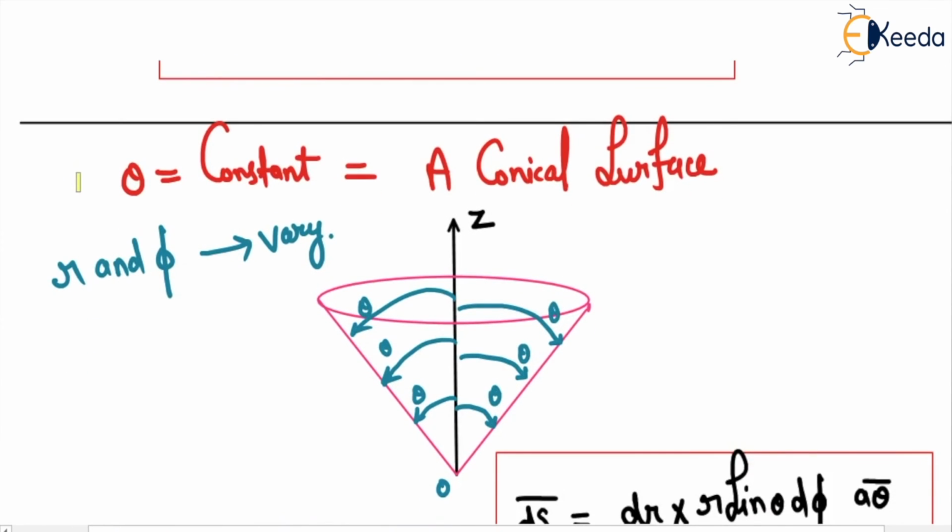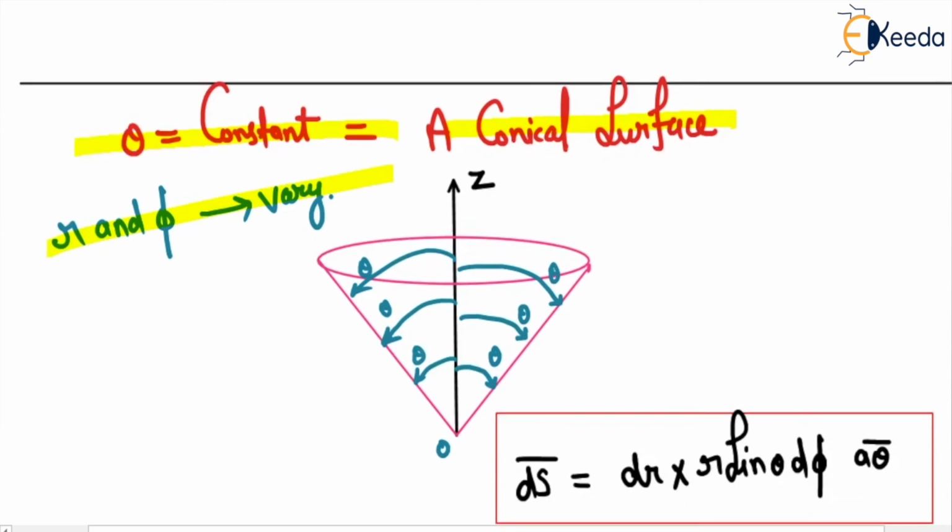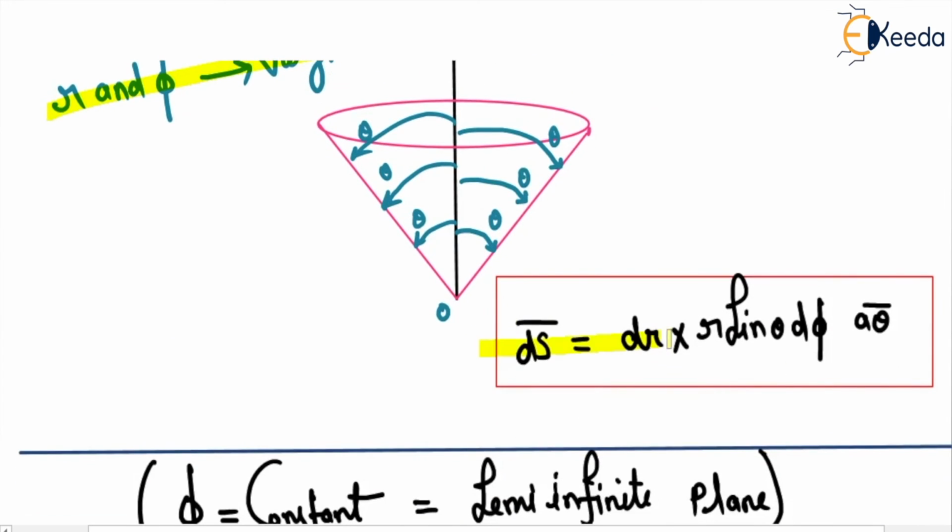Next is theta equal to constant surface. It is a conical surface as we discussed earlier. So for this surface, r and phi will vary. So ds vector, the r variation is dr and the phi variation is r sin theta d phi, in the direction a theta. This is the ds vector for theta equal to constant surface.